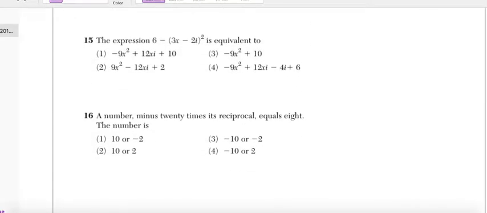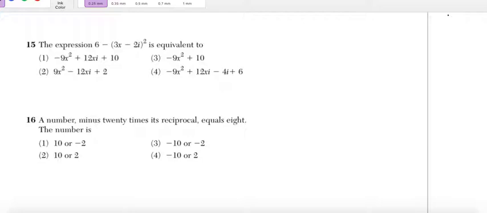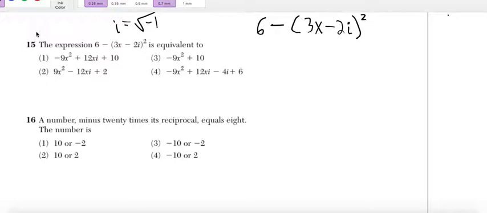The expression, and I'll keep myself minimized so that I have room to write. So the expression 6 minus (3x minus 2i) squared is equivalent to, so since we have a variable x, I'm going to do this by hand. I'll first write the original expression, where i is the imaginary unit, right? i is equal to the square root of -1, okay? And therefore i squared is -1.